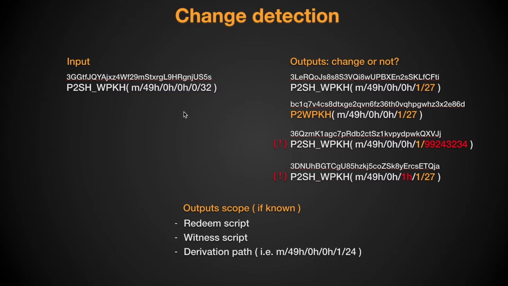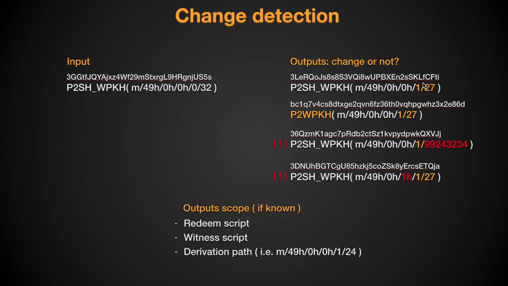So for example, if we have a particular input, and let's say it is a nested segwit with this derivation path, and we see the transaction that has certain outputs, which of them should we consider as a change output and which are not? Let's have a look at the first one. It is also nested segwit, and the only difference is the last two indexes, where this one is switched to 1, and it makes sense because this index is used to derive either change or receiving address. So this is the change address, great.